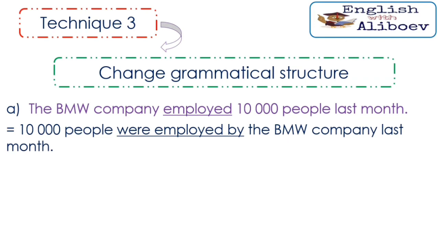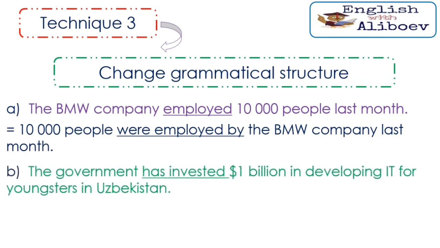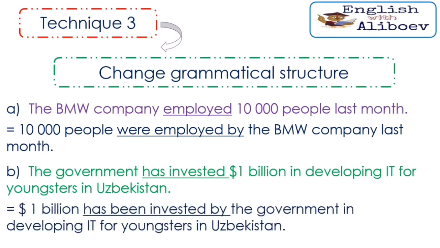last month bo'ladi. Or B, the government has invested $1 billion in developing IT, information technologies. IT stands for information technologies for youngsters in Uzbekistan. Ya'ni hukumat o'zbek yoshlari uchun informatsion texnologiyalarni rivojlantirishga $1 milliard investitsiya kiritdi bo'lsa, buni $1 billion has been invested by the government in developing IT for youngsters in Uzbekistan bo'ldi. Xo'p, ana endi oxirgi teknikka o'tamiz.